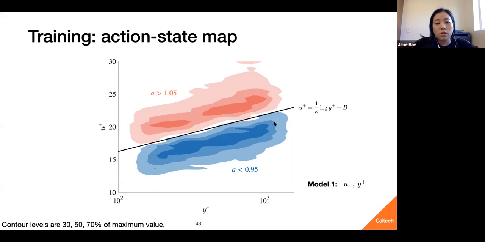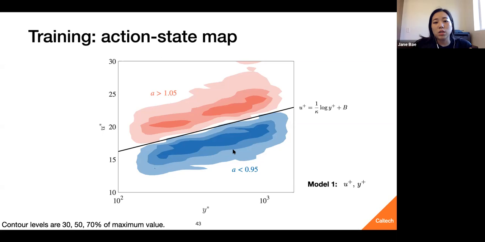And the immediate thing that you can notice is that they are very divided. They're clearly divided by this line here, which is actually our log law. So that means that the model has somehow learned, without being specified our kappa and b, what our log law is going to be. Basically, whenever it sees a state that is above the log law, it tries to increase the wall shear stress so as to push that point down towards the log law. And if it sees a point below the log law, it tries to decrease the wall shear stress so as to push that point up towards the log law.